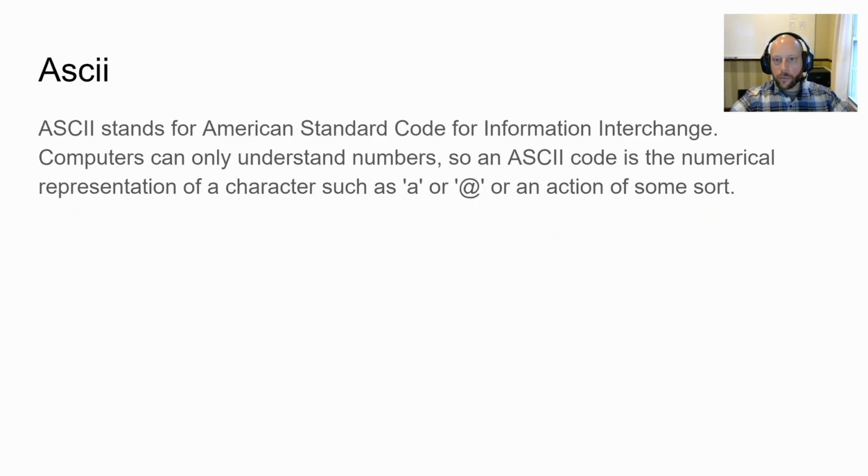In this video, I'm going to show you how to add symbols to sheets such as superscript and subscript. First thing we're going to talk about is the ASCII table. It stands for the American Standard Code for Information Interchange. Computers can only understand numbers. ASCII code is a numerical representation of a character such as the letter A or the @ symbol.